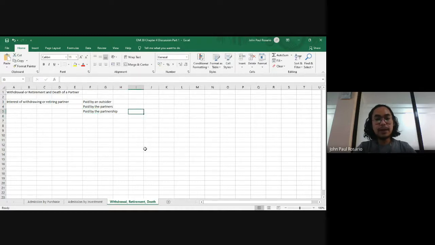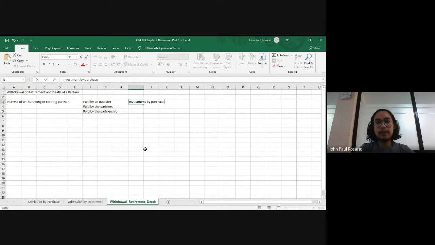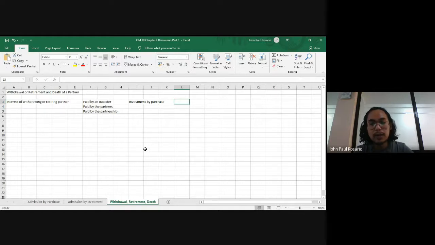So when it is paid by an outsider, the treatment would be like investment by purchase. The investment by purchase is covered during the first part. And what happens here is just that instead of transferring capital interest from any or all of the existing partners, the whole capital interest of the retiring partner will be transferred now to the new partner.